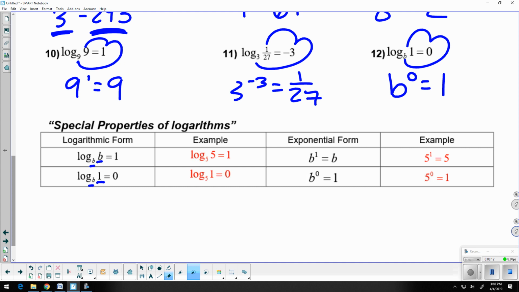Okay, because here's what they are exponentially. If I have log base b of b, that equals 1 because as an exponent, this is just b to the 1st power, which is obviously going to be b. And then for the second one, this is just saying that b to the 0 power equals 1, because again, anything to the 0 power is just going to be 1. So just kind of ones that you should probably get used to and start recognizing right away.